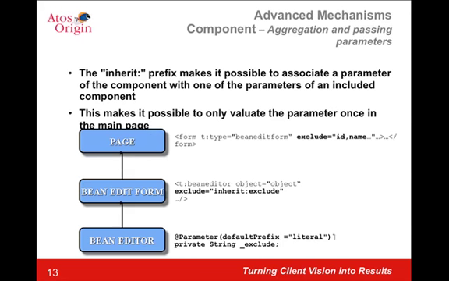Finally, a small slide about the inherit prefix that will be useful to pass parameters to a component. This prefix will reuse a parameter of a component for one of its subcomponents. For example, with the BeanEditForm, which uses the BeanEditor component, Tapestry uses the inherit prefix in the BeanEditForm template in order to indicate the BeanEditor's reorder parameter will be identical to the value indicated in the BeanEditForm declaration.